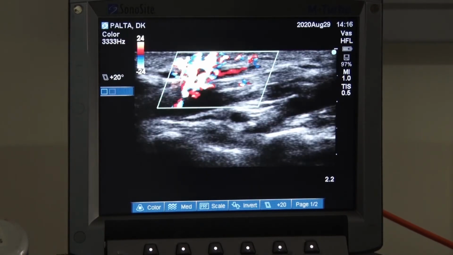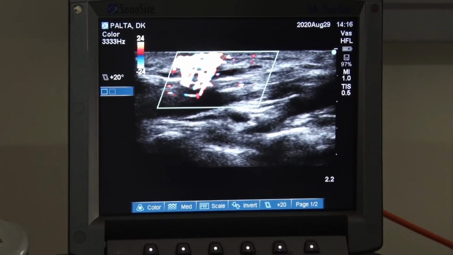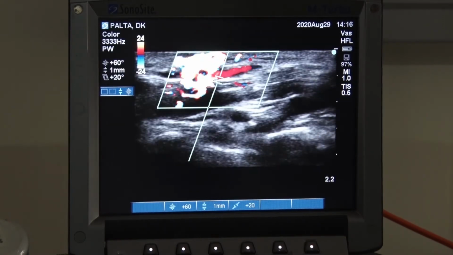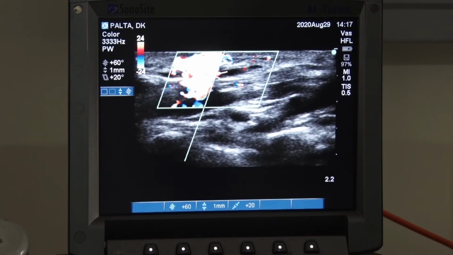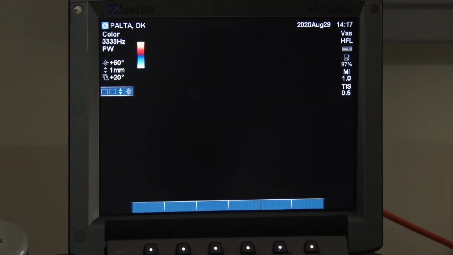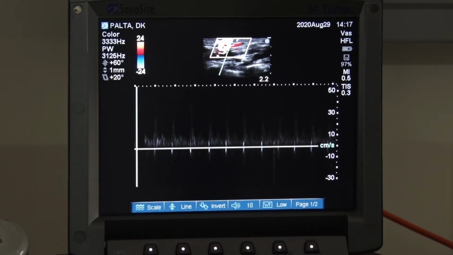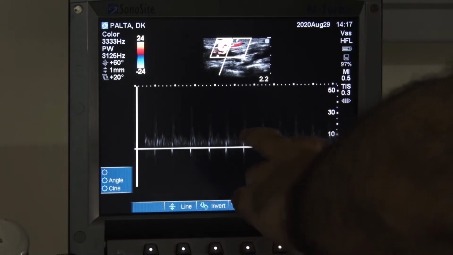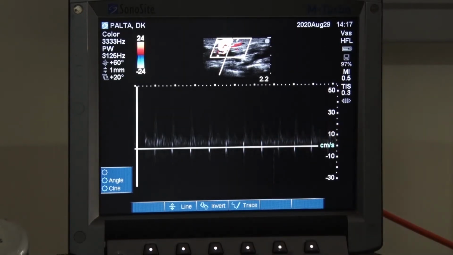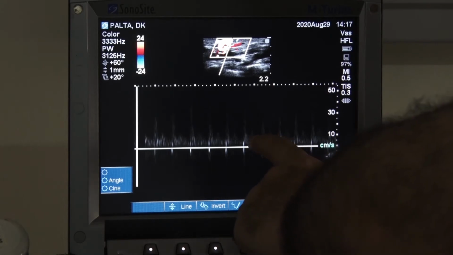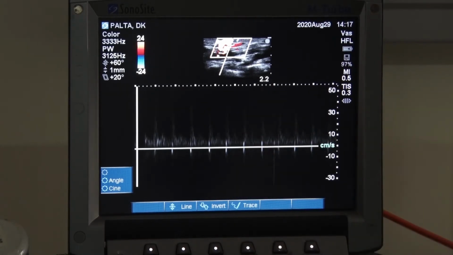Now I will take the flow. Nice triphasic flow in the palmar arch. The deep palmar arch is patent, with flow in the diastole and flow in the systole. So we have seen the palmar arch, the deep palmar arch.